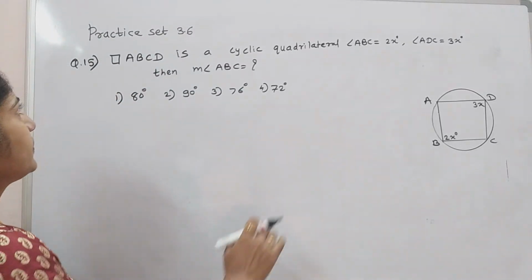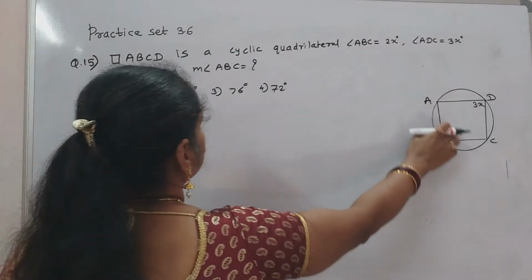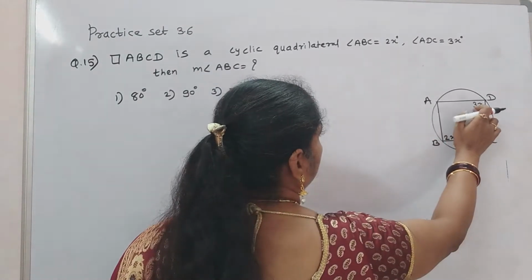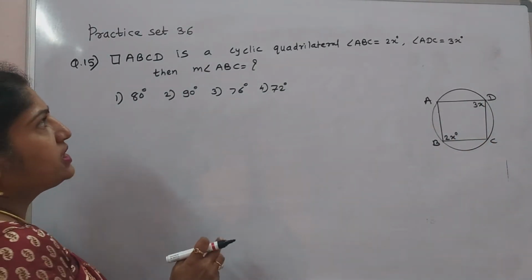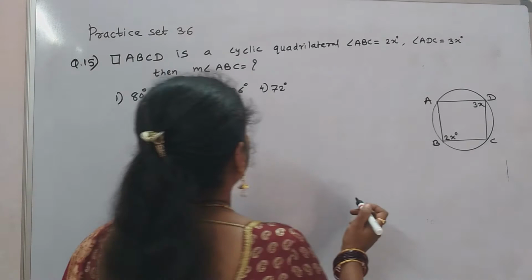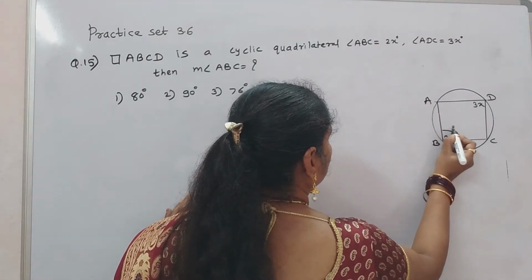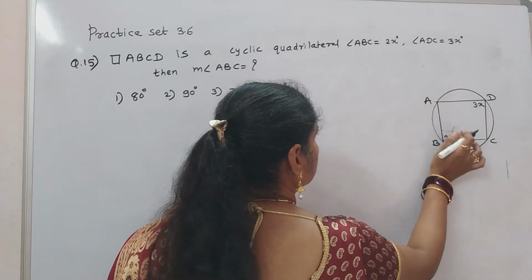Next question. Quadrilateral ABCD is a cyclic quadrilateral. Angle B is 2x and angle D is 3x. Then what is the measure of angle ABC? ABC, we have to find this angle. This angle is 2x.